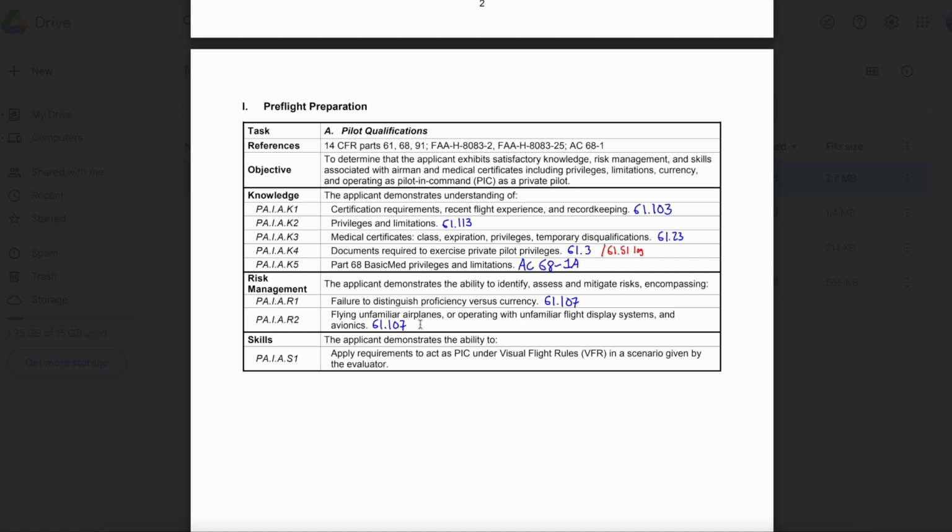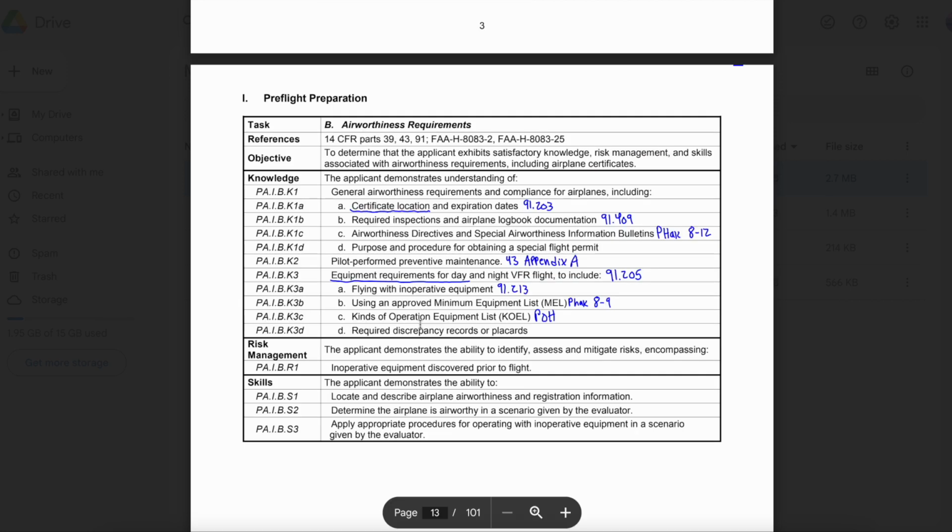Your examiner may ask you, you are current and you passed your checkride today in your 172, but your friend has an RV and he tells you that you can go fly it as much as you want. You know, is that a competent yes, go or no go decision?